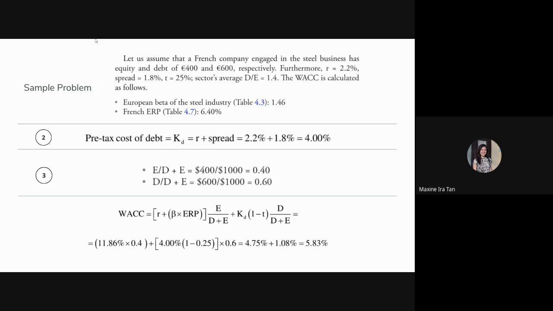With all of the components solved, we can now solve for the WACC, which is the cost of equity times its weight plus the cost of debt times 1 minus the tax times its proportionate weight. So that is 11.86 times 0.4 plus 4% times (1 minus the tax rate of 25%) times its proportionate weight of 0.6 to get a WACC of 5.83%.